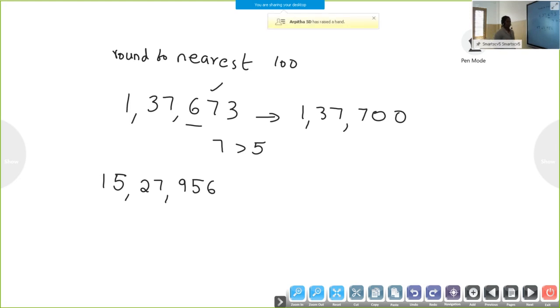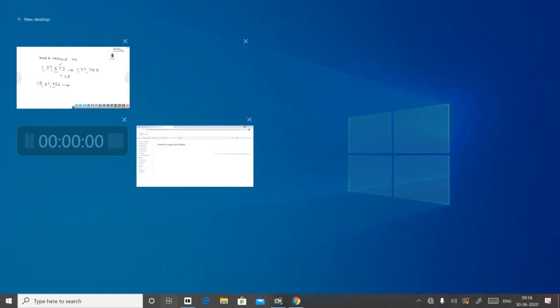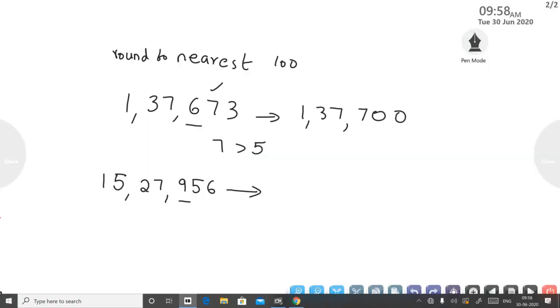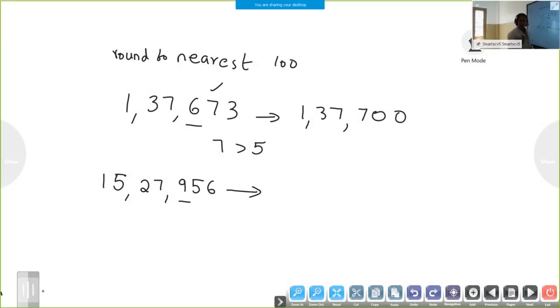How will you round off this one? Okay, I know you all know this one. Here we have 9 at the hundreds place, and the digit to the right of the hundreds place is the tens place. It is 5, and 5 is equal to 5. You have to consider 5 or more. So if 5 is in the tens place, you have to add 1 to which digit? 1 to the hundreds place.